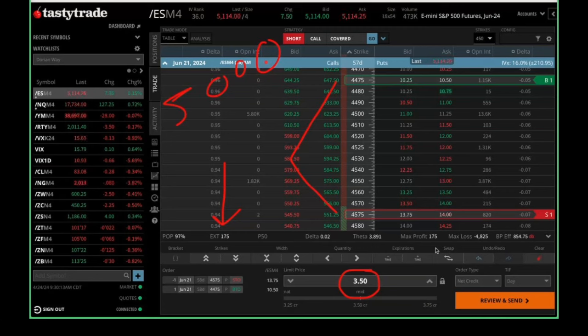It's jumping around right now because the market's open. And then our max loss is going to be that 5,000 minus the credit we received. So that's why it's saying right here 58.25. And then this is the buying power that is required.